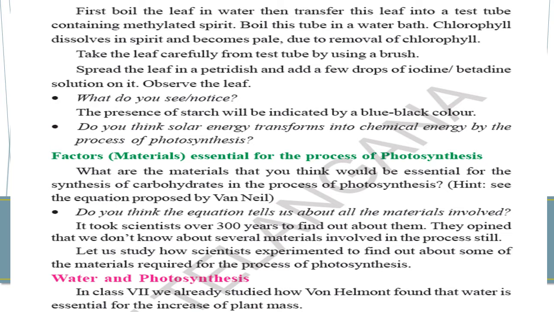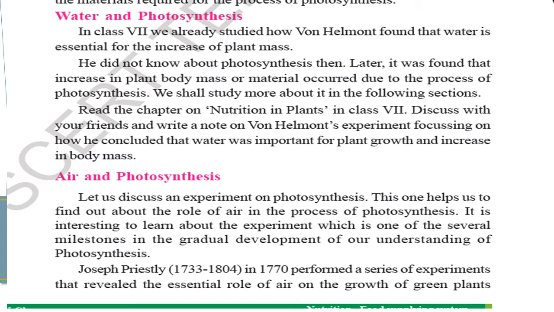It took scientists over how many years? 300 years to find out about them. They opined that we don't know about several materials involved in the process. Let us study how scientists experimented to find out about some of the materials required for the process of photosynthesis. Water and photosynthesis. You have studied this in your 7th class also. We'll revise a little bit, then we'll go to our lesson.